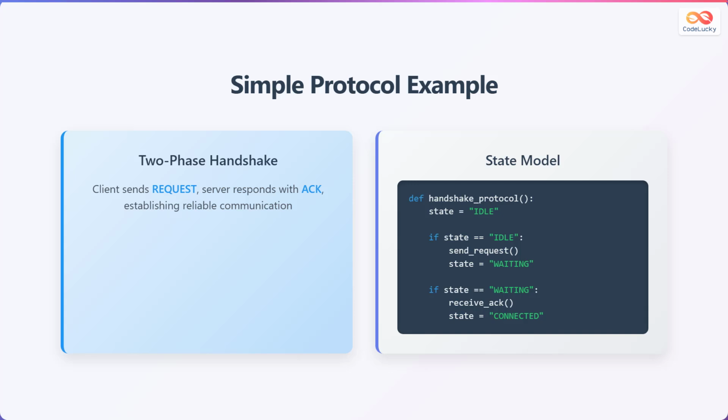Here is a representation of the state model in code. Initially, the state is idle. If the state is idle, send a request and change the state to waiting. If the state is waiting, receive an acknowledgement and change the state to connected.